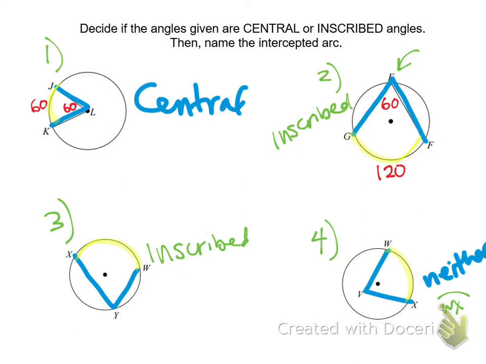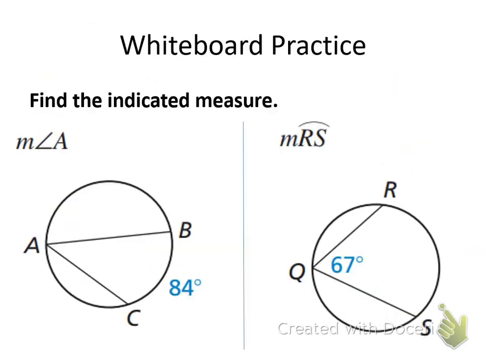Okay? You're going to do the next one. You'll do them one at a time. Find the measure of angle A, and then find the measure of the arc. You can do them both at the same time if you're feeling confident. These are pretty quick.